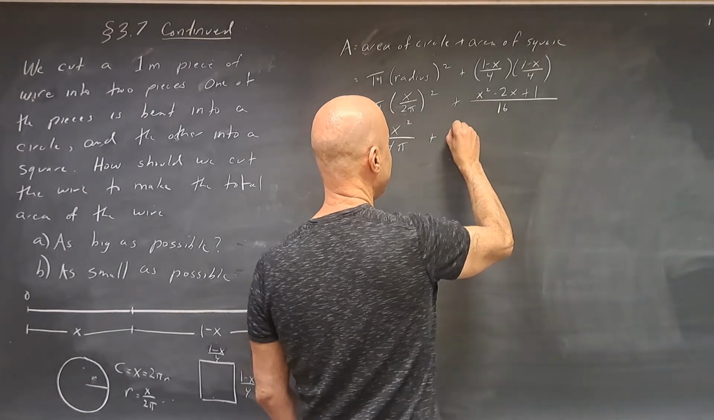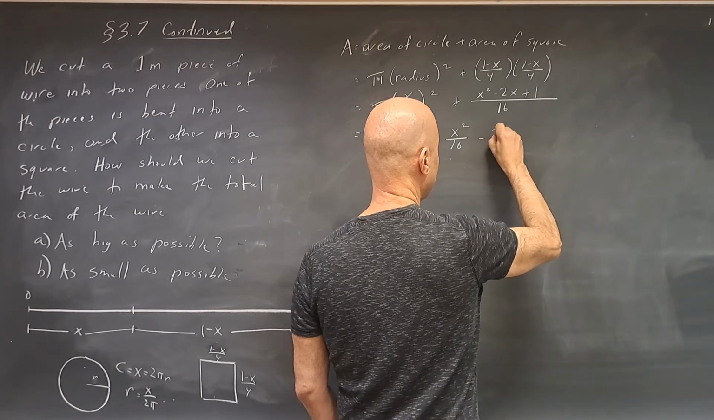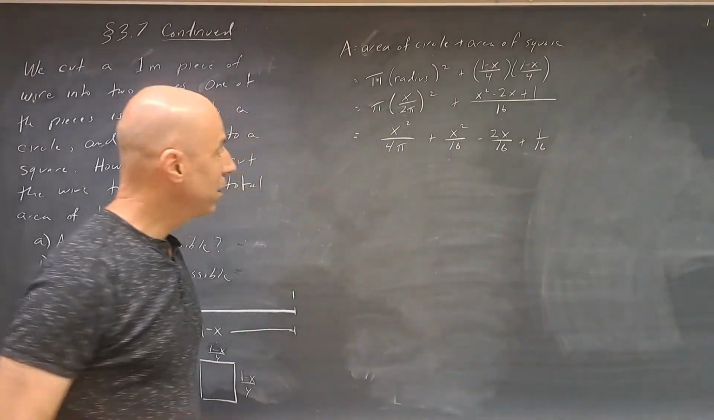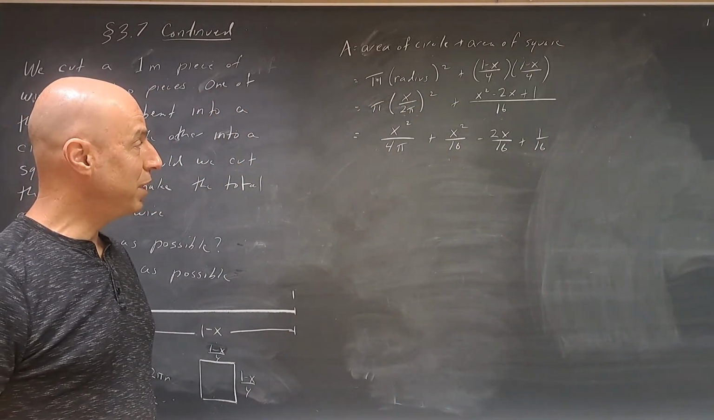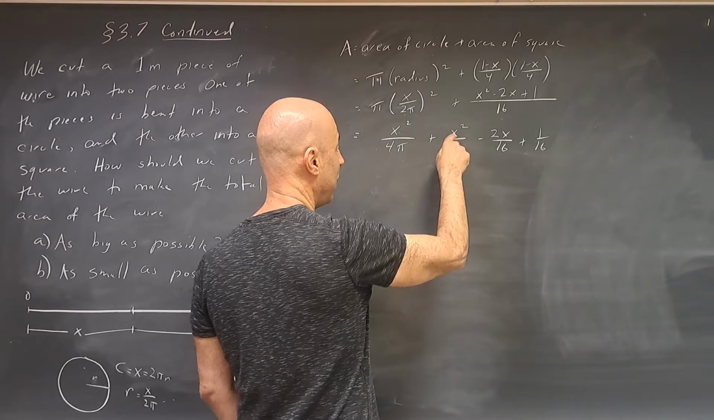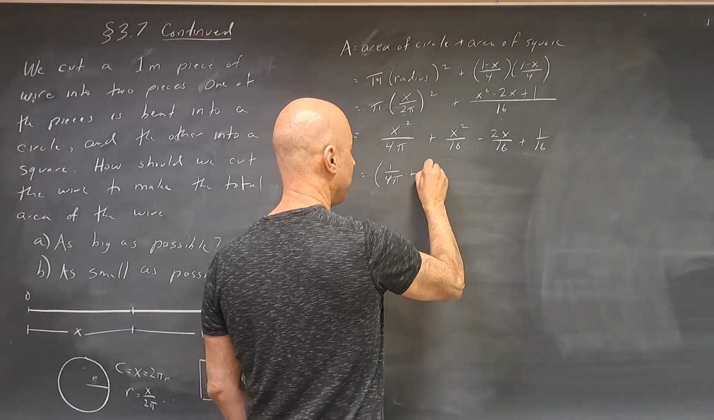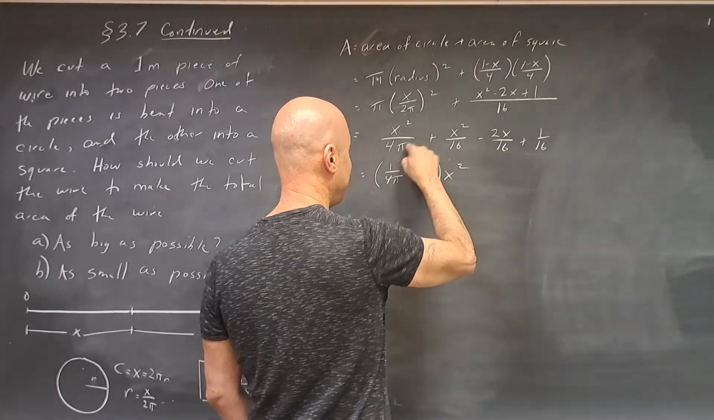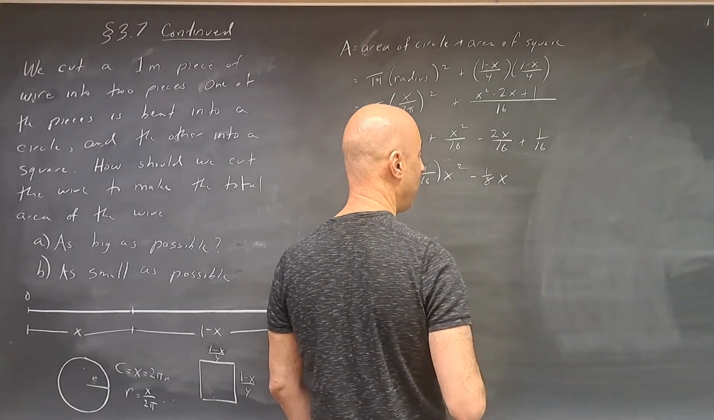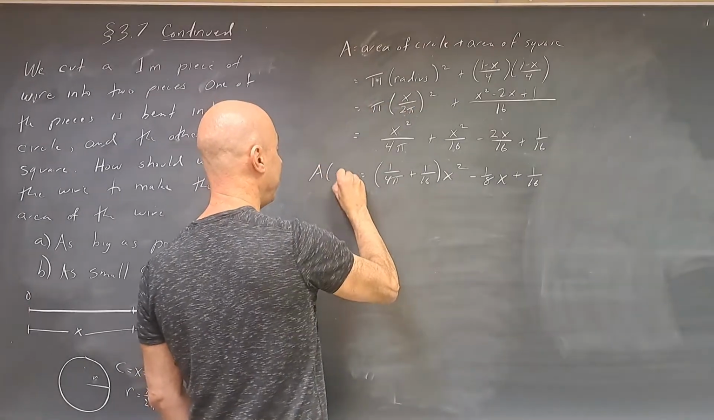Then I have an x squared over 16, a minus 2x over 16, and a plus 1/16. That looks kind of bad, probably already a little bit better than it did. I'm going to collect up like terms. So I have 1 over 4 pi times x squared and 1 over 16 times x squared. So that's 1 over 4 pi plus 1 over 16 times x squared. That takes care of those two terms. And 2 over 16 is 1/8 x plus 1/16. So here everything is a function of x.